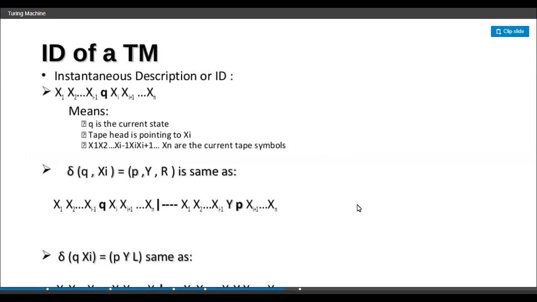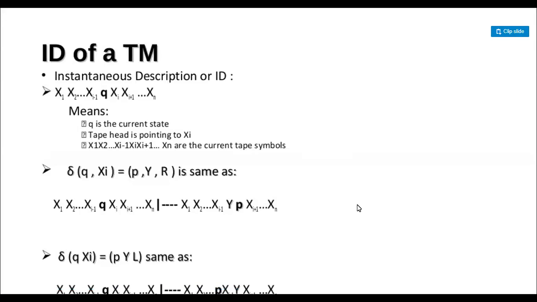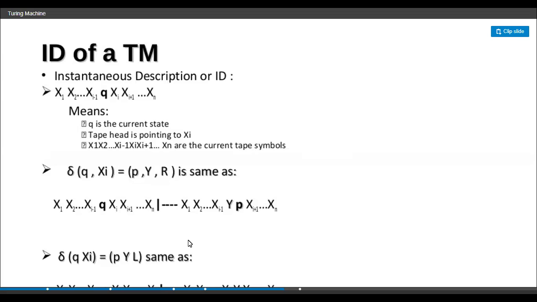As already explained in the last class about the instantaneous descriptor of a Turing machine, again I'm explaining this. Why? Because this is the most important point in our concept of Turing machine. If you know how to move right and left, then it is very easy to implement the transition mapping functions for Turing machines. That's why I'm explaining again.